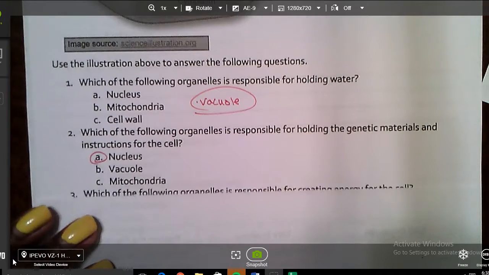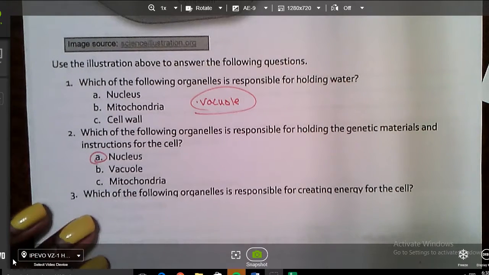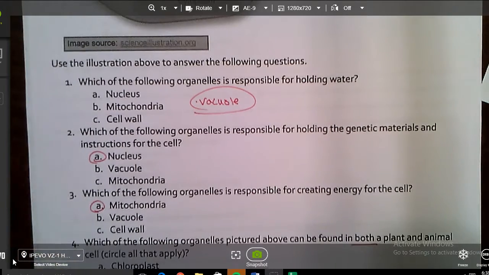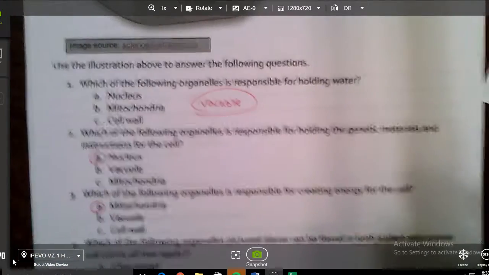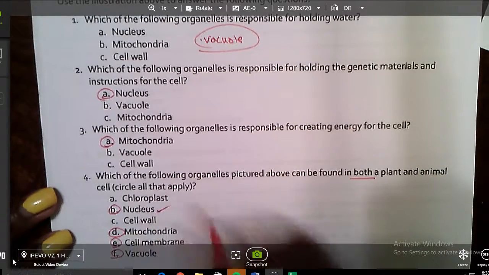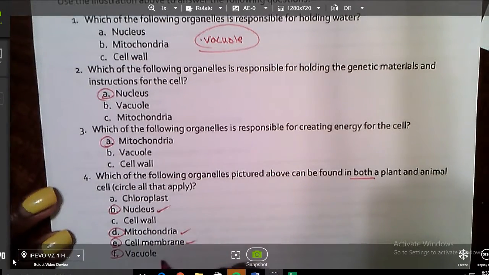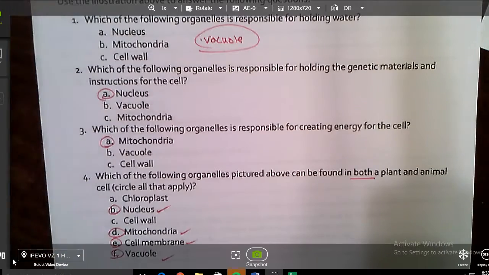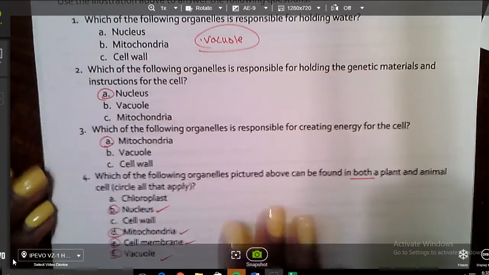You should have said the nucleus. Which of the following organelles is responsible for creating energy for the cell? The mitochondria. Which of the following organelles is found in both a plant and animal cell? You should have chosen nucleus, mitochondria, cell membrane, and vacuole. If you got all of these correct, you are definitely going to ace the test on Tuesday.